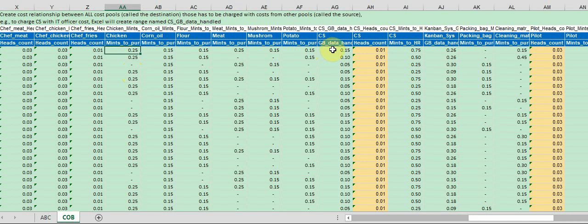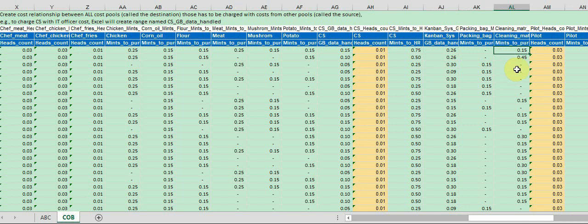CS, customer service, builds the cost relationship with gigabyte data handled, to be charged with IT department cost. Also, customer service builds the relationship with head count, to be charged with its share from HR department cost. Kanban system builds the relationship with minutes to purchase and with gigabyte data handled, to be allocated with a share of IT cost. Packing bag builds a cost relationship with minutes to purchase, to be allocated with a share of purchasing cost. Cleaning material builds the cost relationship with minutes to purchase.